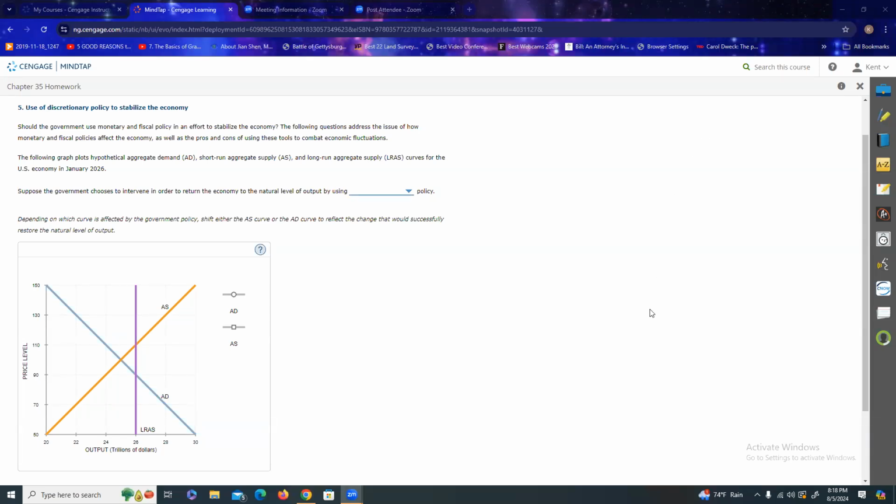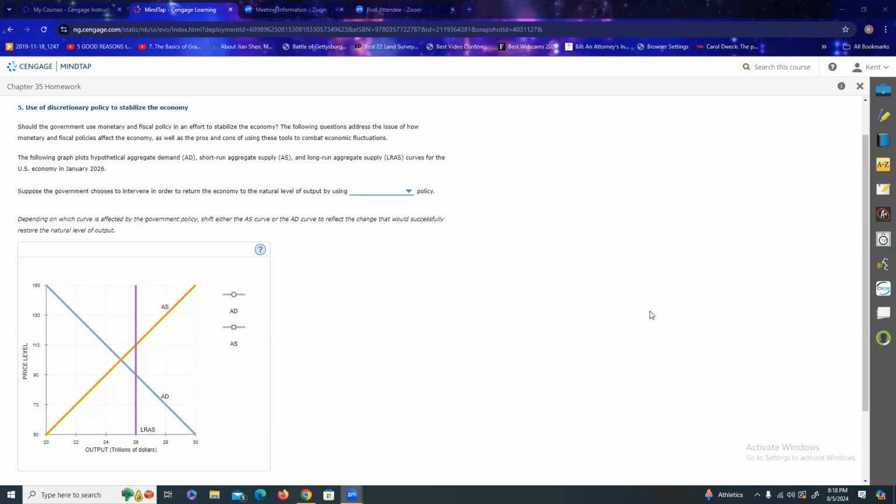Now we have the use of discretionary policy to stabilize the economy, otherwise known as fine-tuning. So this isn't when things are disastrous. So it's very clear government should get involved when there's a collapse. Okay, the Great Depression, the stock crash of 87, when it collapsed by 22%. Okay, those are clear cut.